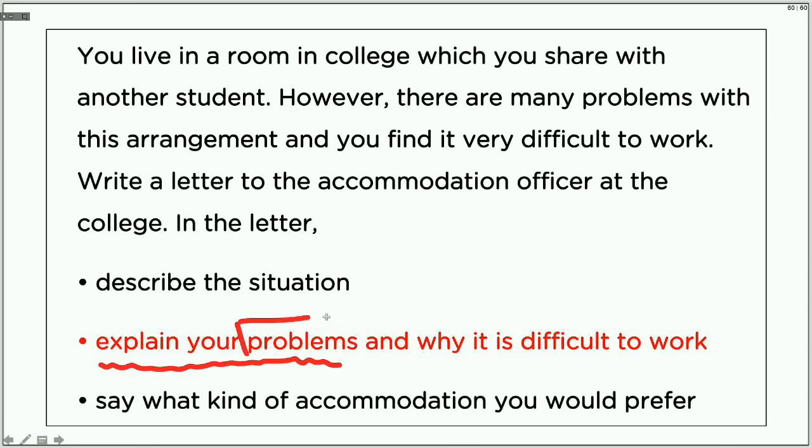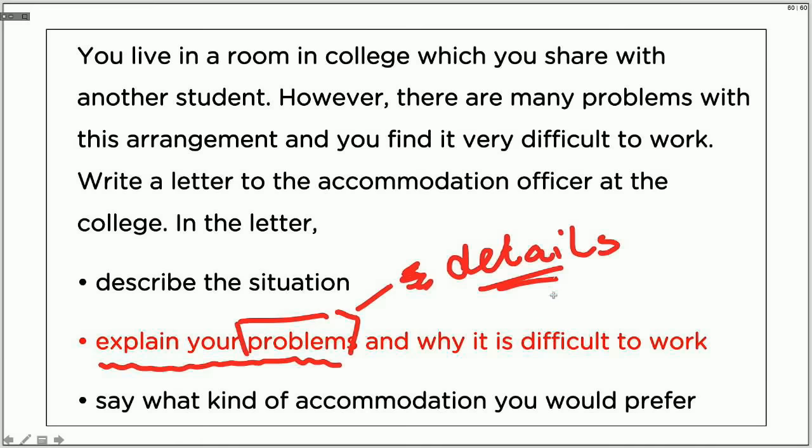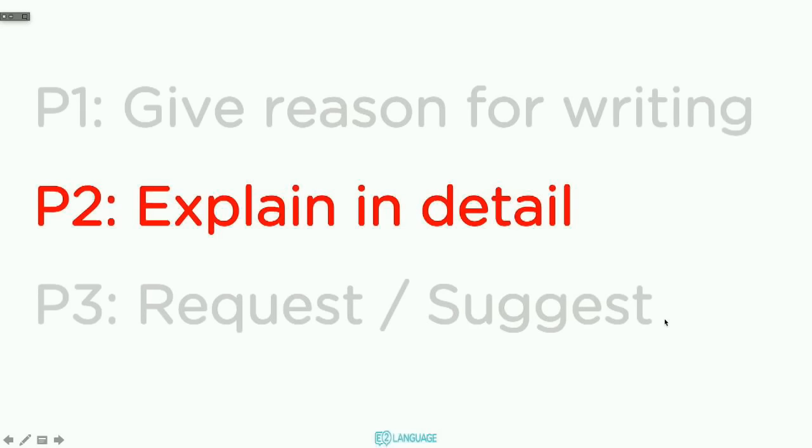Okay, so we need to get into the specifics here. Or should I call this details? Details. Yes, and why it's difficult to work. So there are two things here. We're going to give some details, and we're also going to explain why it's difficult to work. This is what we're going to do in paragraph two. It's explanation. So, explain in detail.